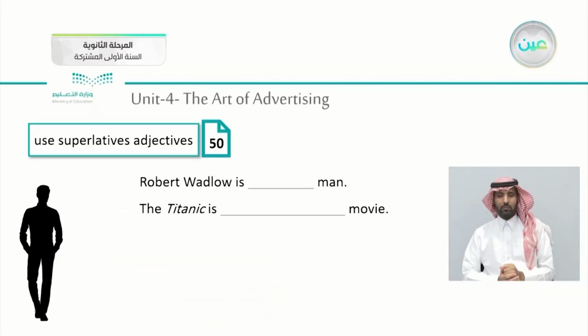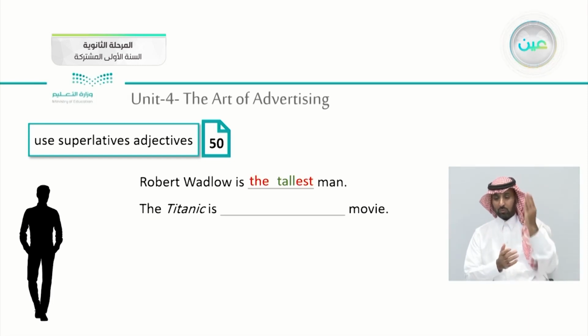Okay, let's try to do this one. We're speaking about Robert Wadlow. He is actually a tall man. He is tall. No one is taller than him. He is the tallest man in the world. Everyone is shorter than Wadlow.